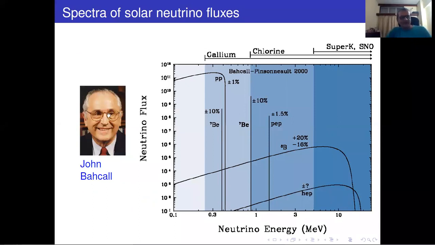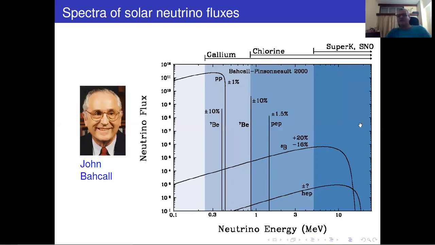John Bahcall was the man who actually did the calculations of expected solar neutrino fluxes. And you can see these fluxes here on the right-hand side. The x-axis is energy of neutrino, and the y-axis shows the fluxes. You will see that the flux of neutrinos that come from the pp reaction is the strongest, whereas others are very, very small. The y scale is a log scale.